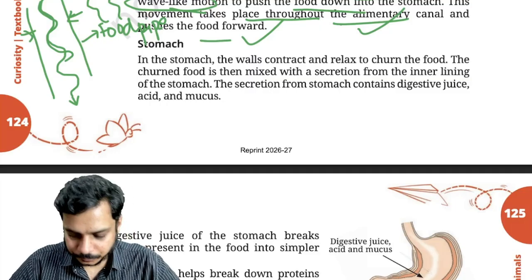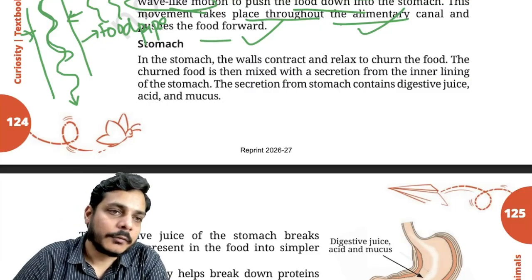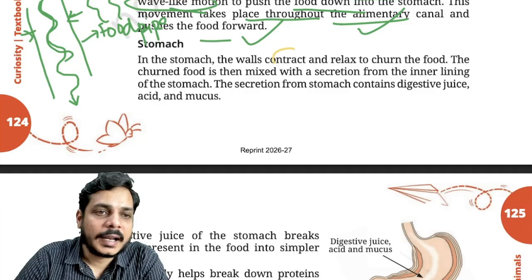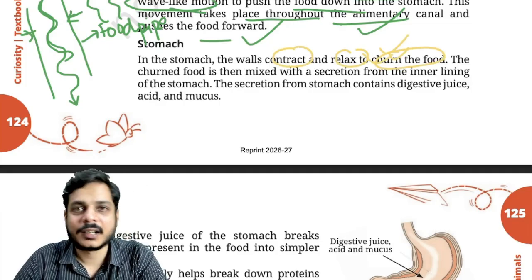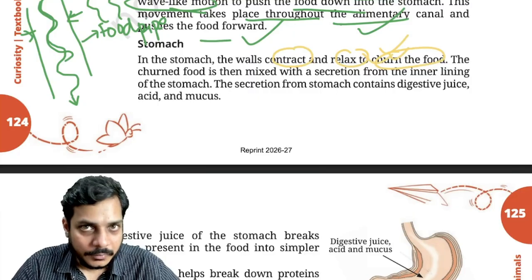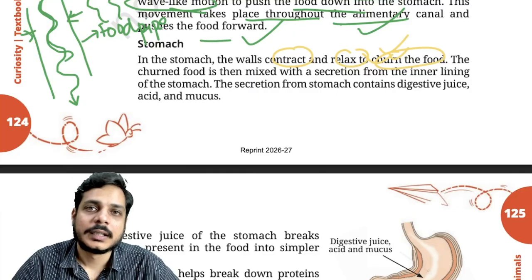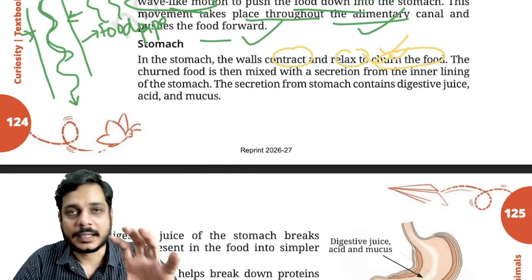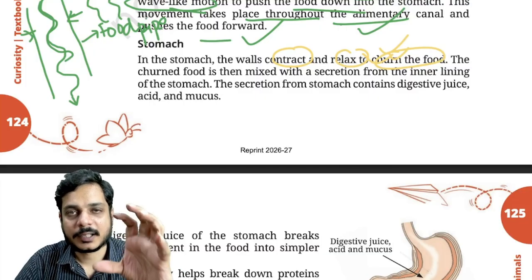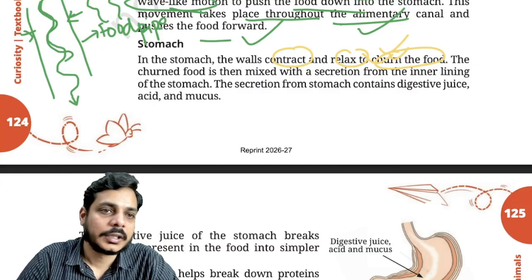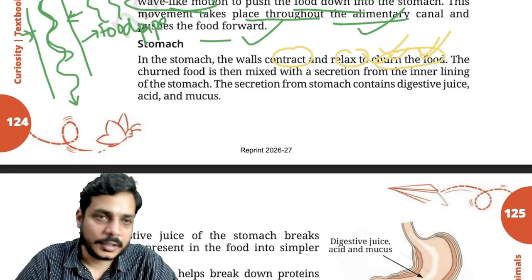So what happens in the stomach is that the walls of the stomach will contract and they will relax to churn food. That means they contract and relax, just as we were talking about in the food pipe also. This is a mechanism where they will either contract like this, or they will expand like this, contract, expand, and this goes to churn the food. This is to further churn the food.